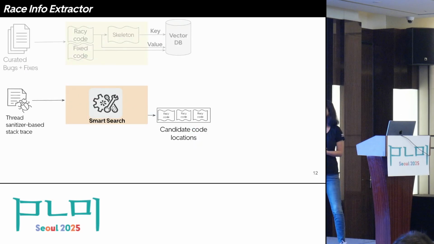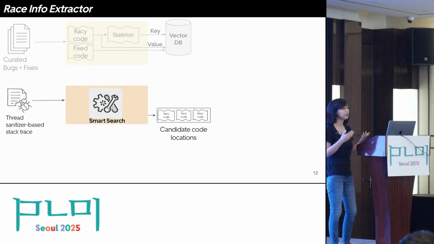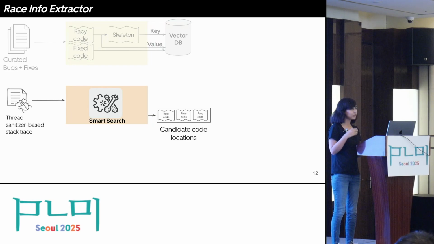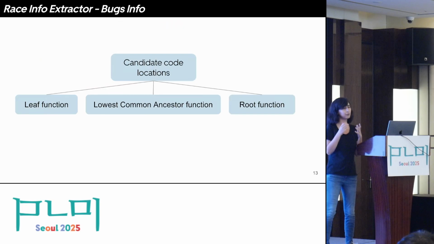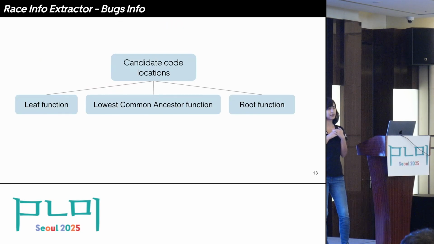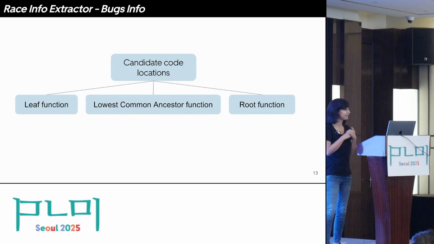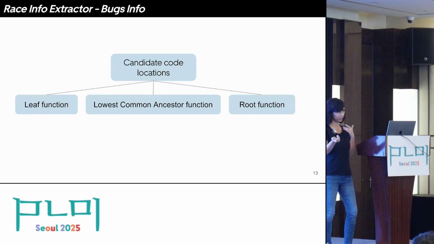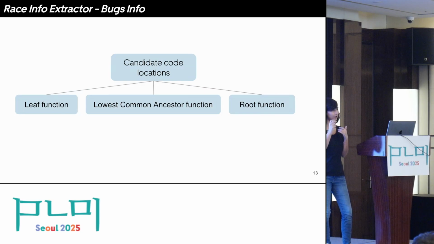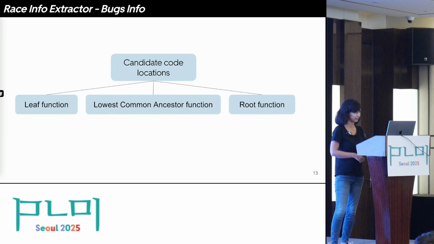OK, so the other thing is that we use the smart search. Given this ThreadSanitizer-based stack trace, we want to find the candidate code locations where the data race might exist. But what are these candidate code locations? Based on our empirical findings, most of these data races have a fix that exists either in the leaf function of the stack trace, the root function, or the least common ancestor function between the parent and child Go routines in the stack trace. And these are the ones that we consider as the candidate code locations.